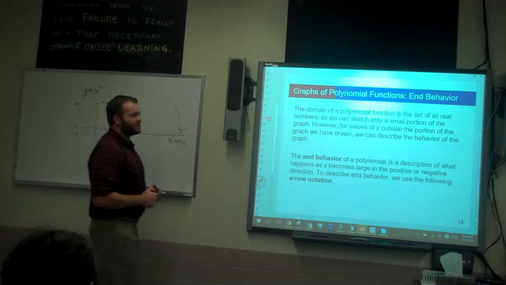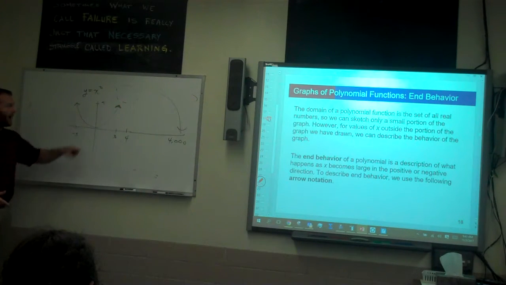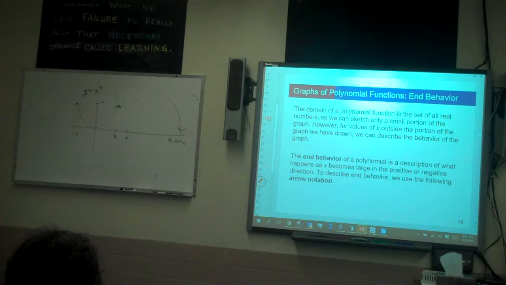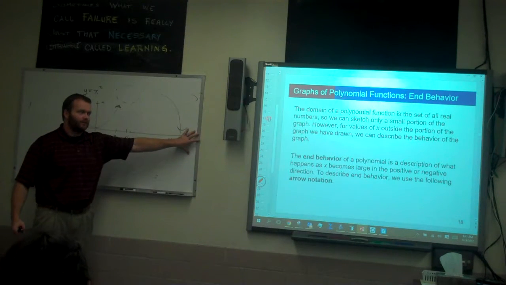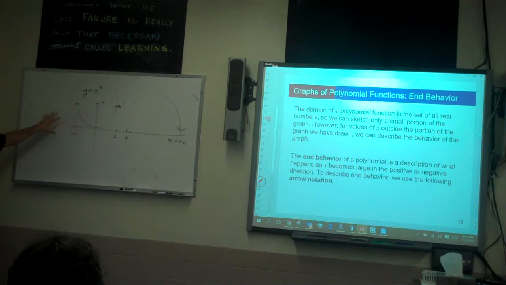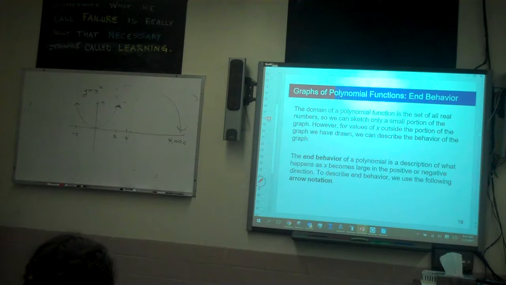Okay? It says, however, for values of x outside the portion of the graph that we have drawn, we can describe what is going on with the y values. Okay? So the end behavior is ultimately, you're answering the question, what are the y values doing as x gets really, really, really big in the positive direction, or x gets really, really big in the negative direction. Is that okay with everybody? Okay. And we put those arrows on there to kind of provide that understanding.